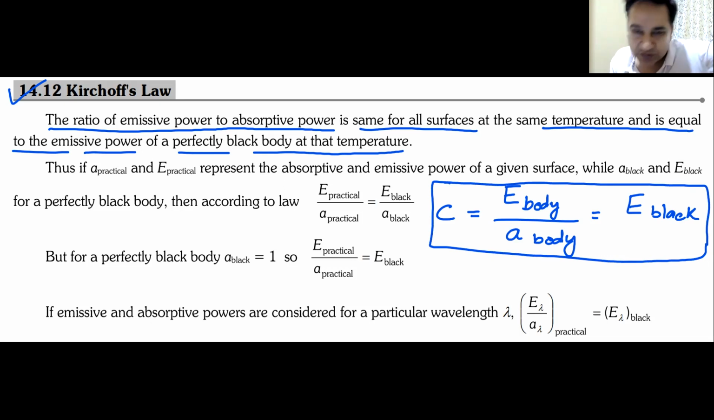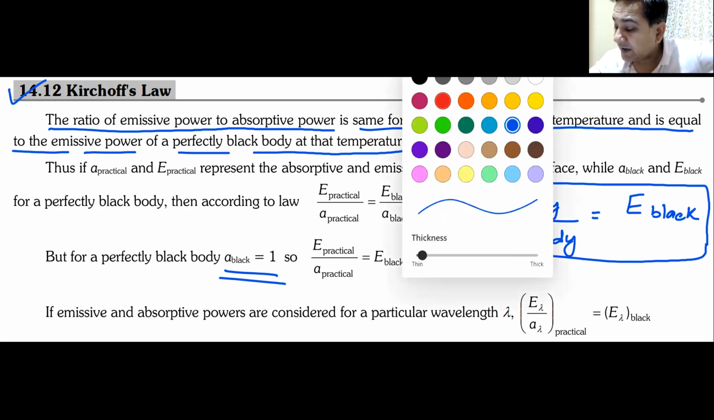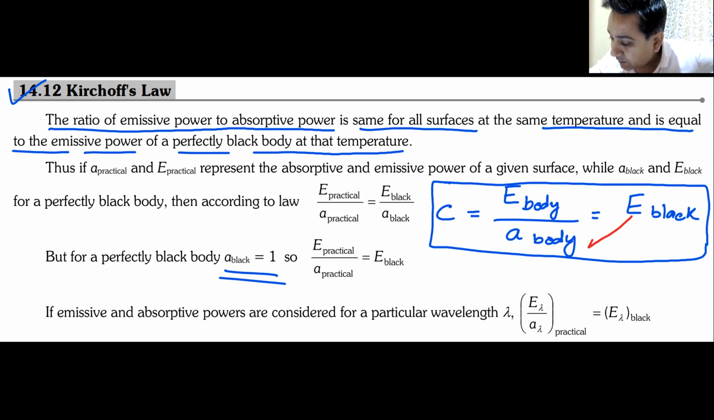The ratio of emissive power to absorptive power is always constant, and that is equal to the emissive power of a black body. Do we understand this? Yes, sir. Absorptive power of a black body is 1, so even if you divide by 1, it doesn't make any difference. Now if I jumble this entire thing up, what do I mean? I bring the emissive power of the black body here, and I take the absorptive power of the body here. What will I get?